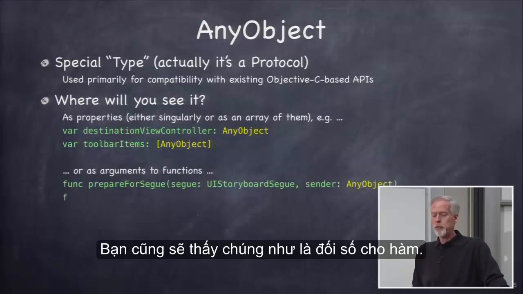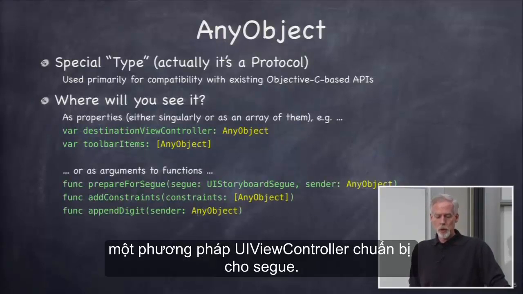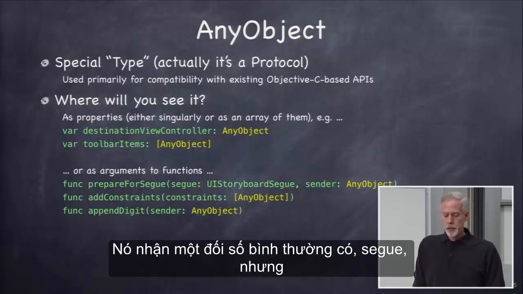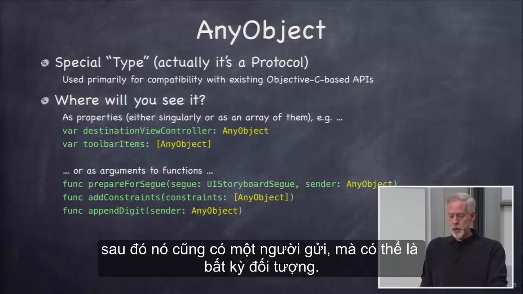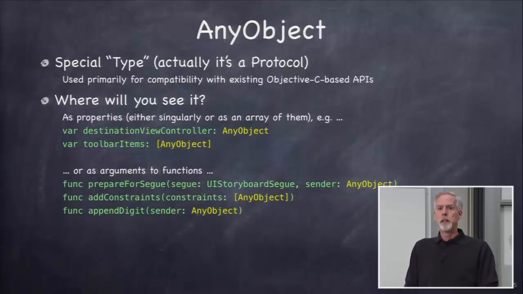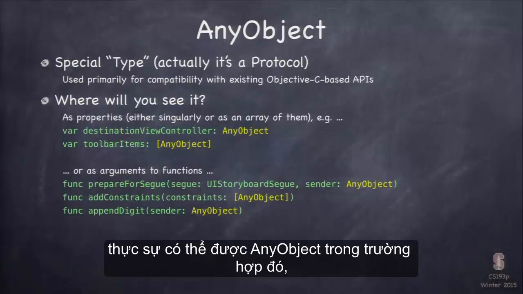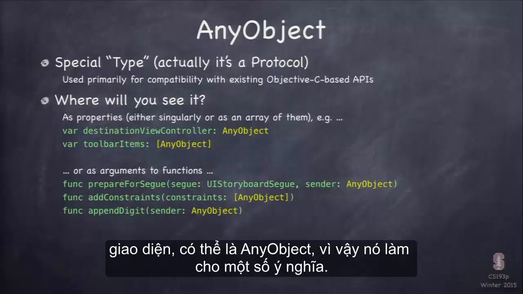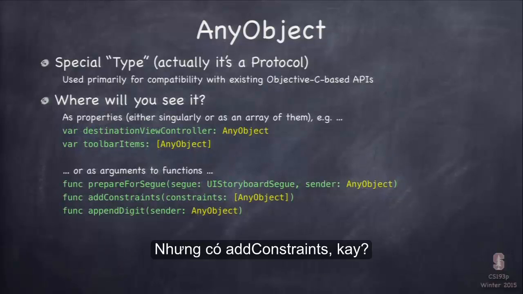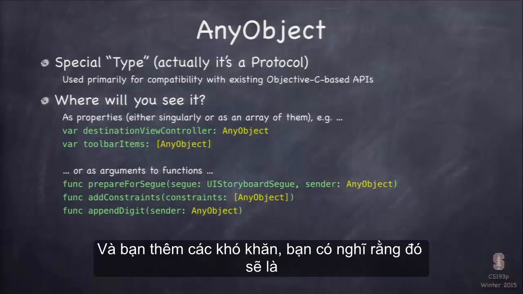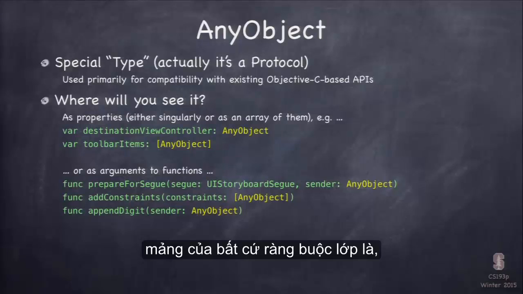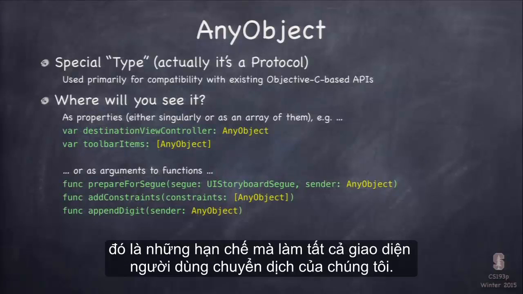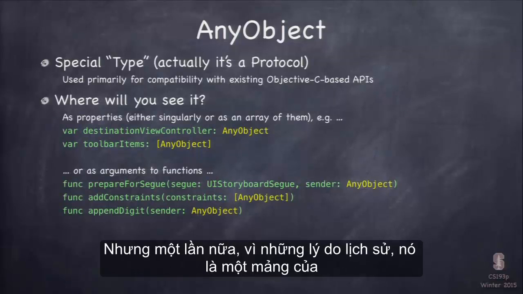You'll also see them as arguments to functions. Here's a UIViewController method, prepareForSegue. It takes a normal argument there, segue, but then it also takes a sender, which can be AnyObject. In that case, it kind of makes sense, because whatever's causing the segue to happen in your user interface could be any object. But there's addConstraints, which is another UIView thing. You add the constraints, and you'd think that would be an array of whatever class constraints are. I haven't taught you about this, but these are the constraints that do all our UI shifting. But again, for historical reasons, it's an array of AnyObject.